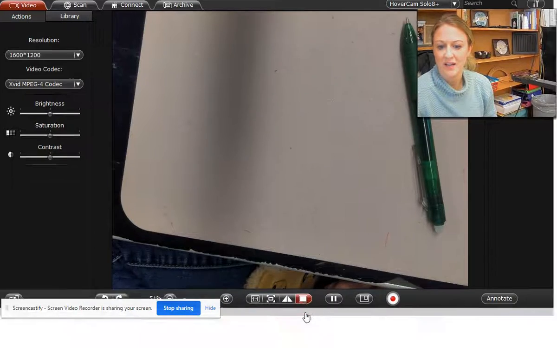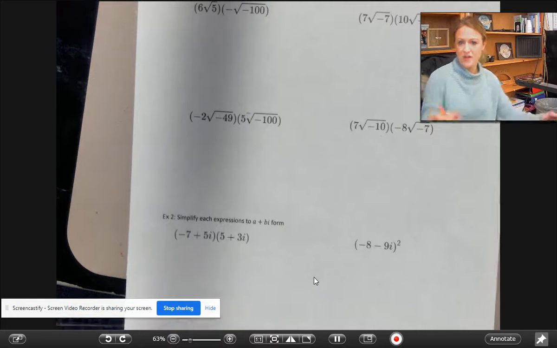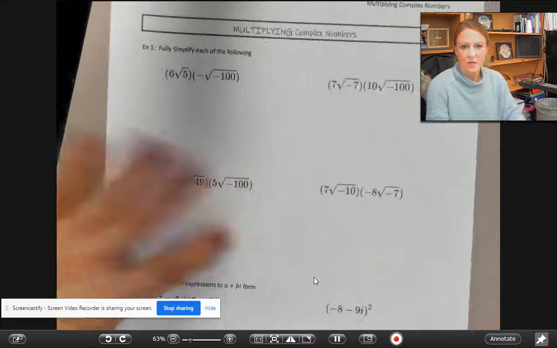Good morning, you guys. Okay, so for today, we're going to do the next lesson. Tomorrow, you're going to have a quiz on the 3 things we've done so far this week with a new unit with complex numbers and imaginary numbers. So today, we're going to multiply.